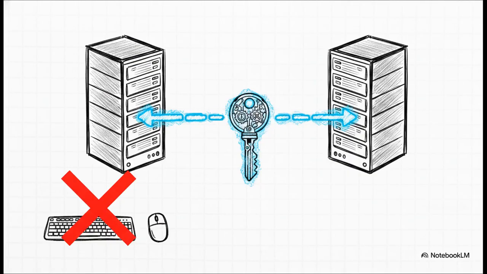But wait, what if you don't have a human logging in via UI at all? Well, that's where API keys come in. They act as the perfect secure bridge for programmatic machine-to-machine communication. Think about it.